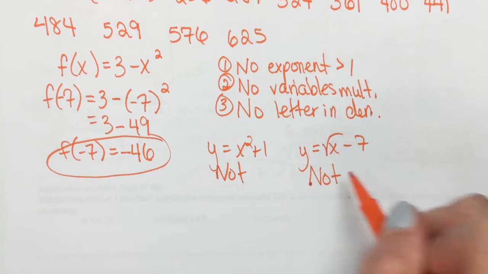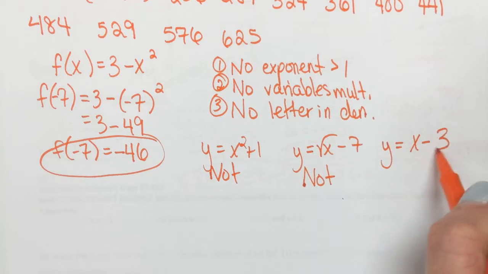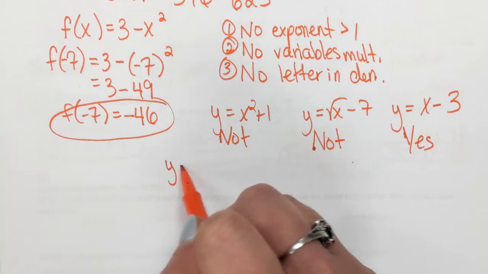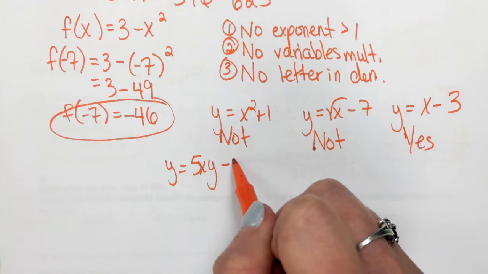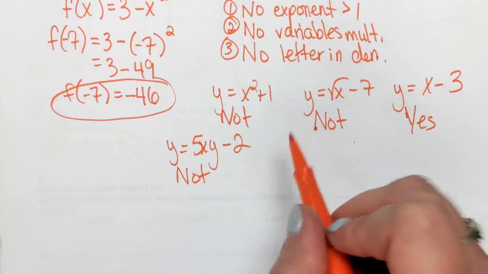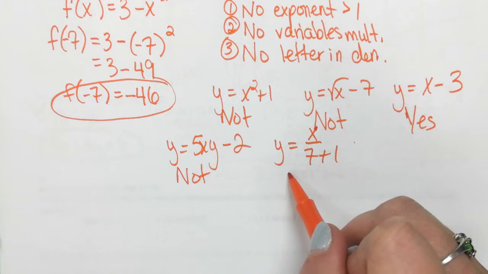Oh, what about this one? That is not linear. That's a square root function. What about x minus 3? That one, that's linear. There you go. What about y equals 5xy minus 3 or 2? Not linear, because you've got the x and the y multiplied. What about this one? That is linear.